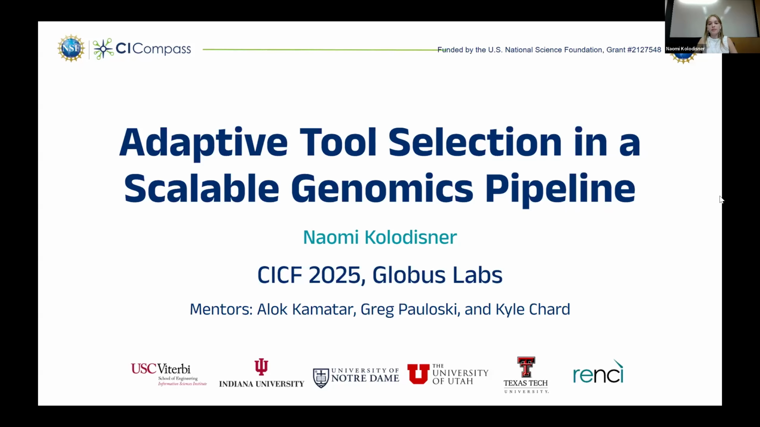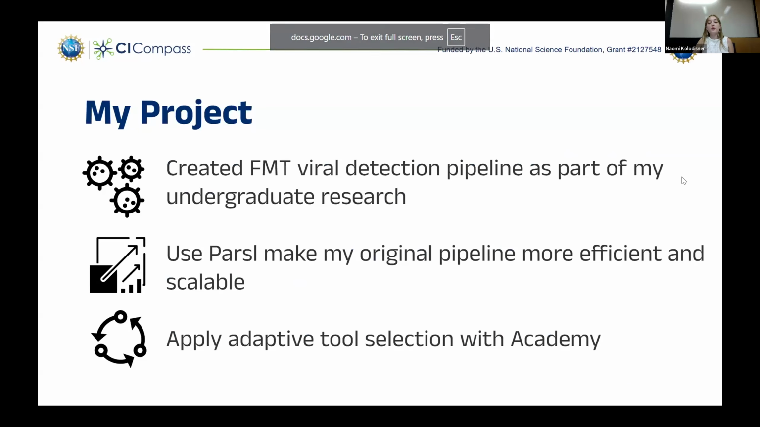Hi everyone, I'm Naomi. Over the summer, I worked with Globus Labs on adaptive tool selection in a scalable genomics pipeline. Some background on my project: I created an FMT viral detection pipeline as part of my undergraduate research at U of A before I started this internship. Over the summer, I used Parsl to make my original pipeline more efficient and scalable. Then I applied adaptive tool selection with Academy, where I created autonomous agents.